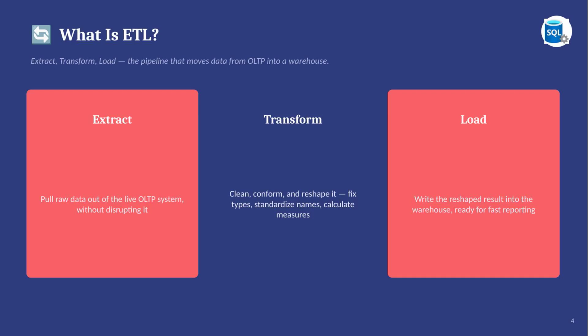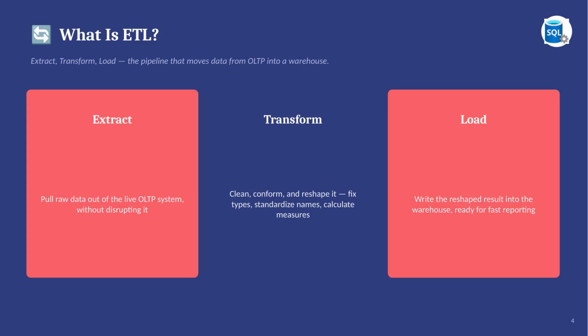So, what is ETL? Extract, transform, load, the pipeline that moves data out of OLTP and into a warehouse. Extract pulls raw data out of a live OLTP system, ideally without disrupting it at all. Transform cleans, conforms, and reshapes the data, fixing inconsistent types, standardizing names across different source systems, calculating the actual measures reports will need. And load writes that reshaped result into the warehouse, sitting there ready for fast reporting, completely separate from the live transactional traffic.